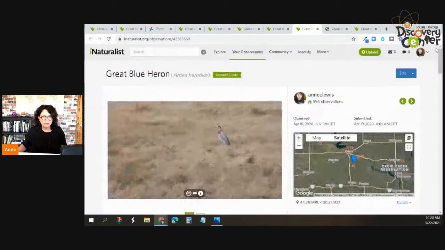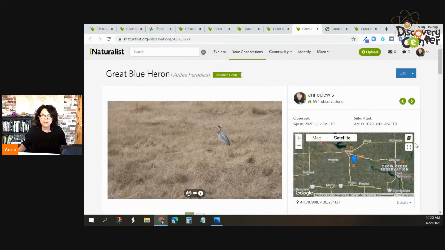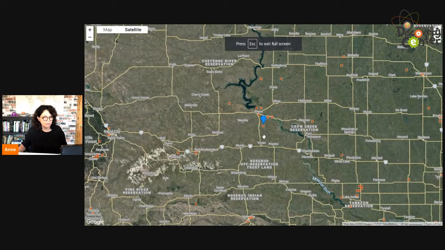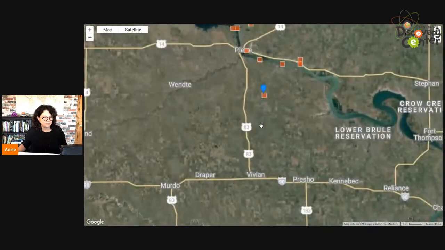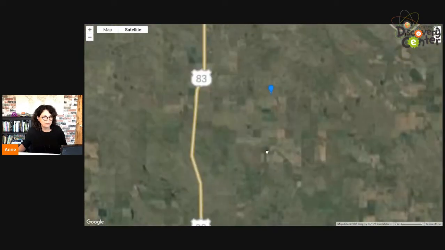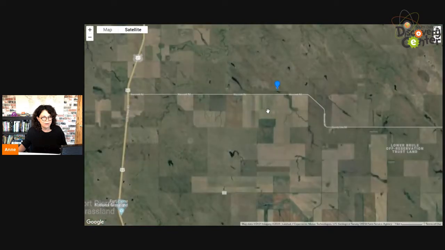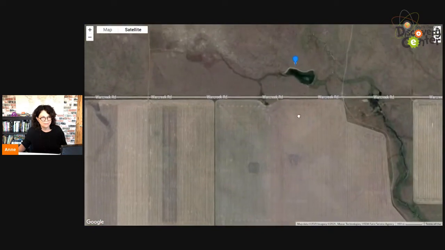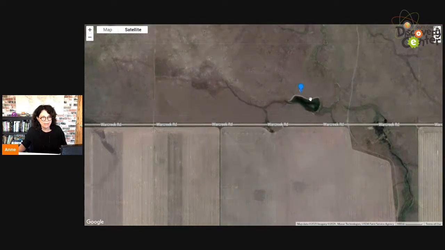So let me just go ahead and close out the big picture and show you the iNaturalist webpage. And you can see that there's a map. Now this picture was taken where this blue pin is. I'm going to increase the size of the map, and we're going to scroll in, see if that won't give us some more information about why this heron is in the field. Yes, as we see, the pin is right near some water. So yes, the heron was near water.